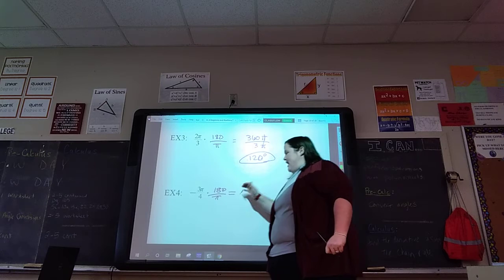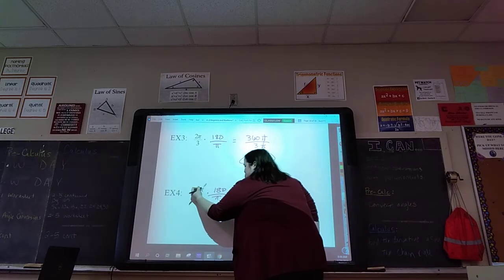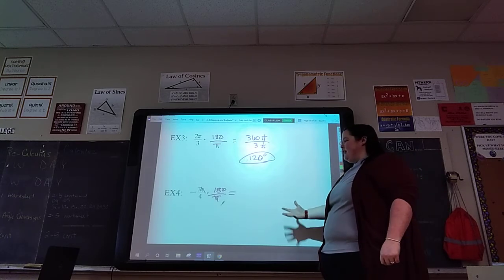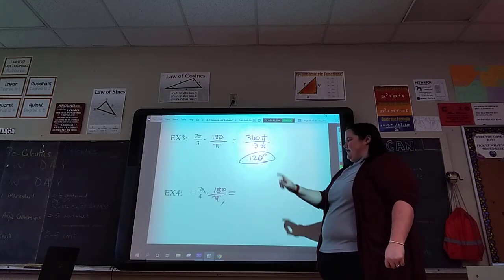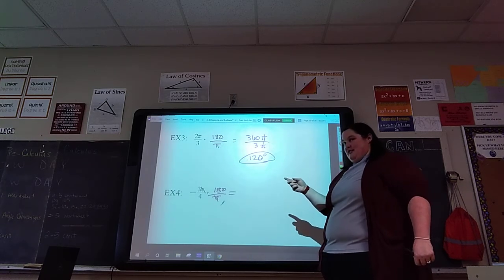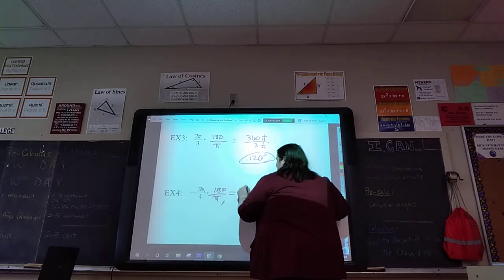So we multiply straight across. A lot of times we just go ahead and get rid of the pi's right away, because that's essentially why we use this ratio, so we can cancel out the pi. So we just have to take 3 times 180, which is 540, and then divide it by 4.